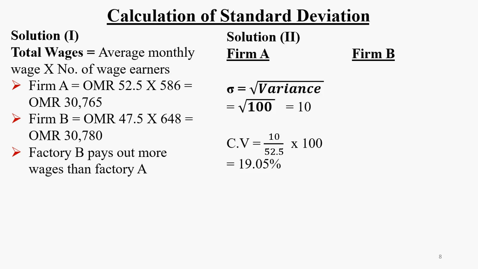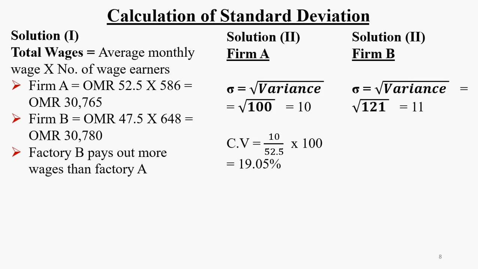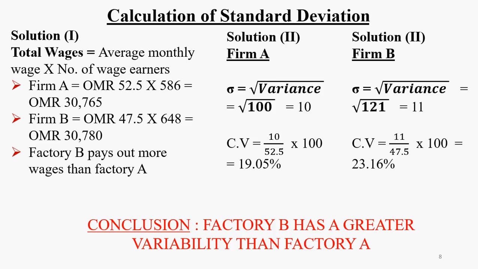Then the same way we need to calculate step 3, that is for firm B. So if we find out the variance, it is 121. So 121, if you calculate the square root, it will be 11. So 11 divided by 47.5. What is this 47.5? It is the average monthly wage of firm B. So if you multiply by 100, it is 23.16%. So which is having more variability? Factory B has greater variability.